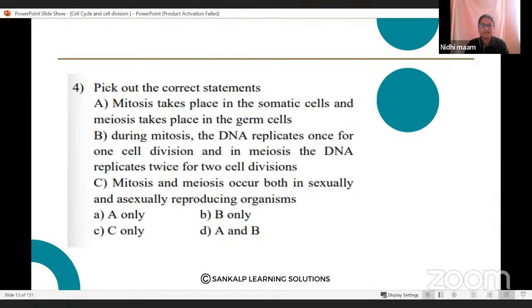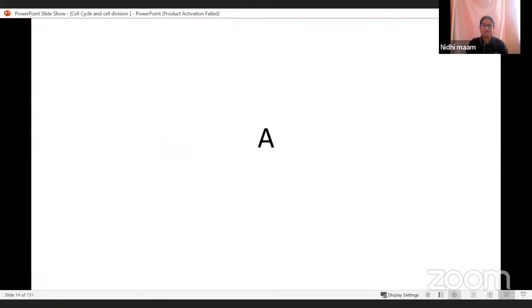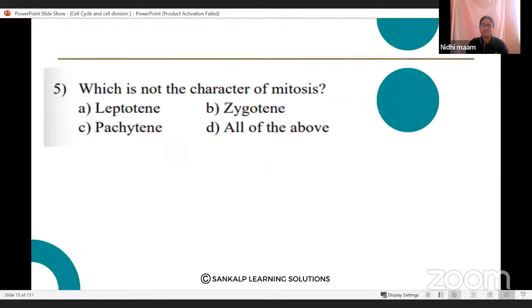They said to tick the correct statements. A and B. During mitosis, DNA replicates once for one cell division. In meiosis, DNA replicates twice. How does two cell division happen in meiosis? Understand the question, my dear boys and girls. So option A is the right answer. Next question: which of the following is not a character of mitosis? A is leptotene, B is zygotene, C is pachytene, D is all of the above, which is not a character of mitosis.